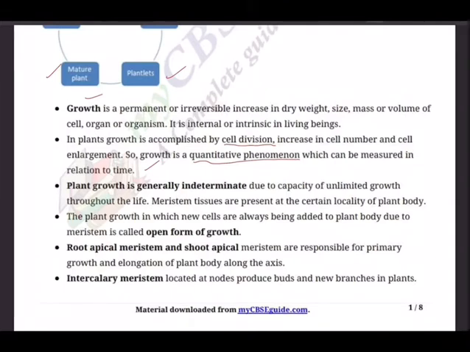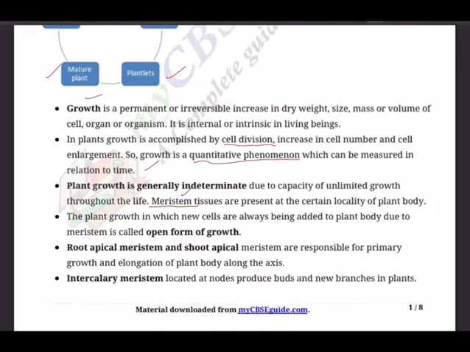Plant growth is generally indeterminate due to the capacity of unlimited growth throughout life. Meristem tissues are present at certain localities of the plant body. So for all the growth, the only responsible tissue is the meristem. So meristem is responsible for the lifelong growth of plants. And animals, including us, we don't grow throughout life because we don't have meristematic tissue. We have growth up to a certain age only, something like 18 to 21 years. After that, no more growth.